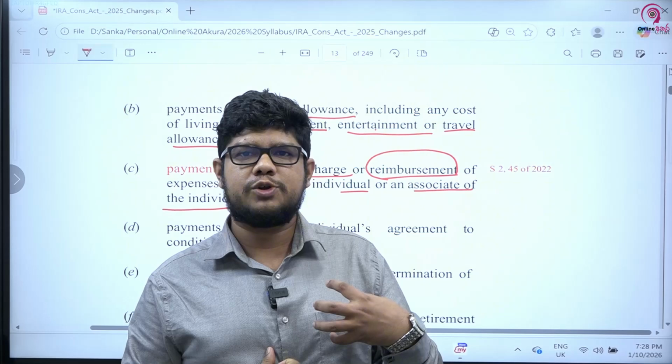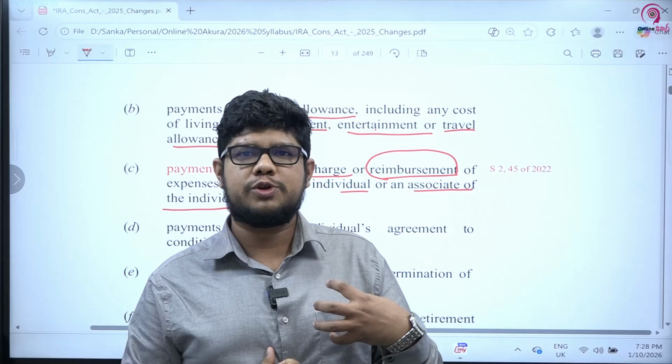Let's say my child's school fee is being paid by my employer, directly paying my child's school. That's discharge of expense for the employee, even though it's not paid to myself, it's paid to my child's school. Or let's say I am paying my child's school fee and claiming it from my company. So that is a reimbursement. It's not my bill, it's my child's bill, so it is my associate person's bill. Then that also comes under my income.